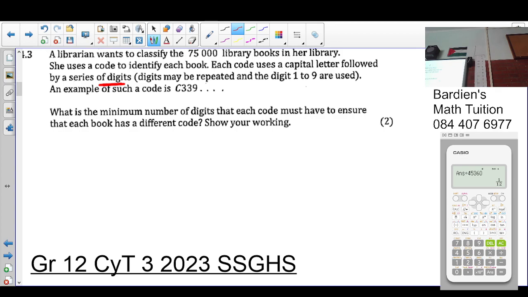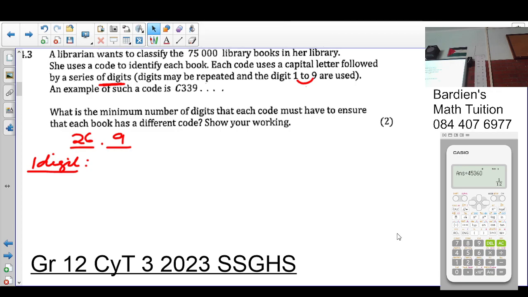So when we start off, the first bit can have how many options? How many letters are there in the alphabet? 26. If you have 1 digit, how many options do I have from 1 to 9? 9. So if I have 1 digit, it's going to be 26 times 9, which is 234 codes.